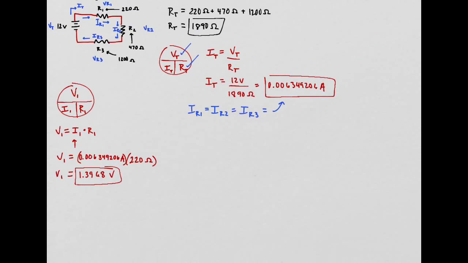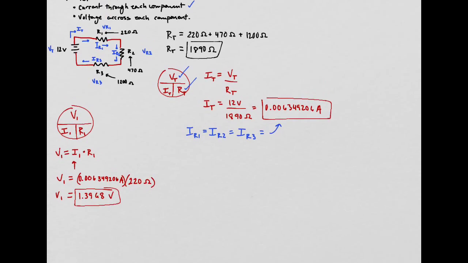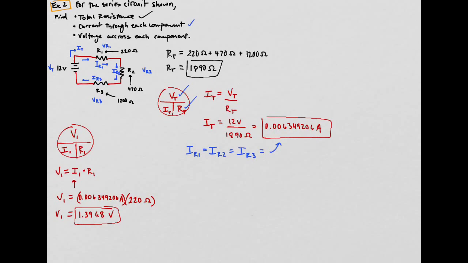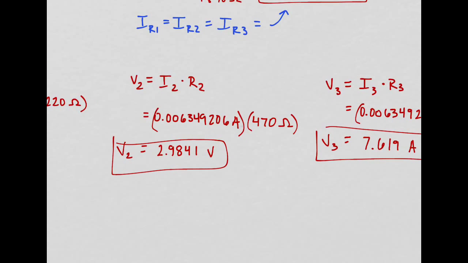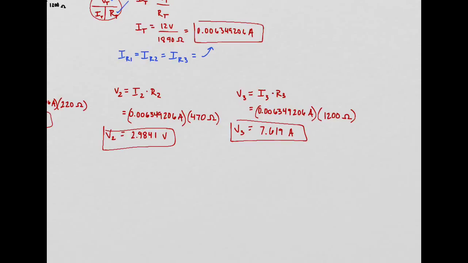And you do the rest in the same way. If you want to pause it and figure out the rest, that would be good. Then unpause it, and I'll show all of the answers for that. So pause it. Try it on your own. And so there we go. There's the answers for that one. Voltage drop across the second resistor is 2.9841 volts, and the voltage drop across the third resistor is 7.